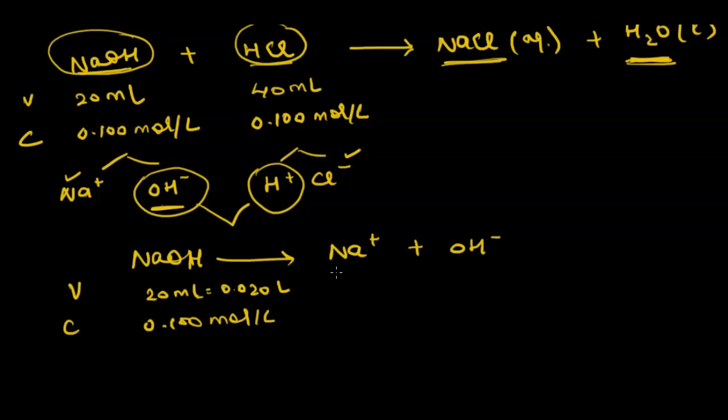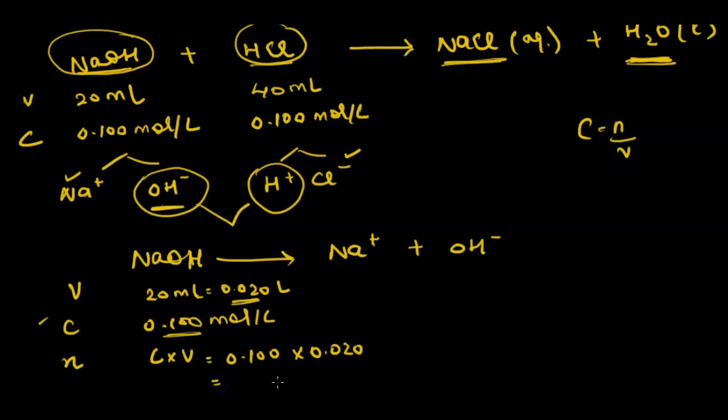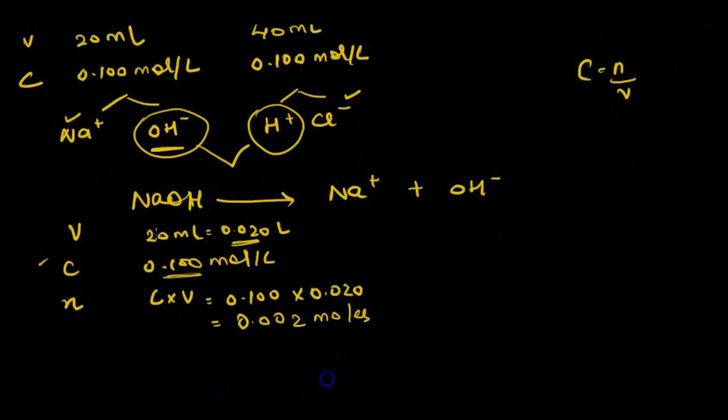We know any balanced equation can be solved using stoichiometry or the number of moles. So we would calculate the number of moles using concentration and volume. As we know, number of moles is C times V, because concentration is number of moles divided by volume. Therefore, we would just multiply concentration and volume with each other. So we would get 0.100 times 0.020. That is equal to 0.002 moles. Now, since we see the reaction is balanced, 1 mole of NaOH gives us 1 mole of OH negative and 1 mole of Na positive ion. Therefore, 0.002 moles of NaOH will give us 0.002 moles of OH negative ion.